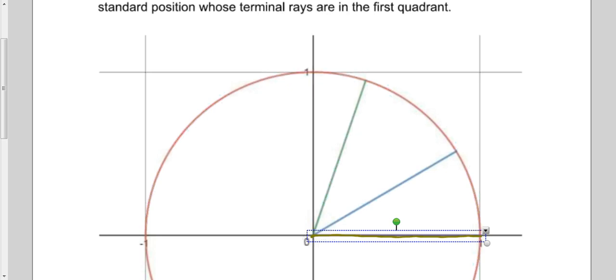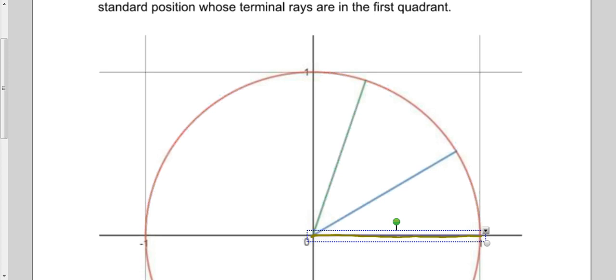All right. Well, standard position means that the initial side of the angle coincides with the positive x-axis. That's what it means for it to be in standard position.